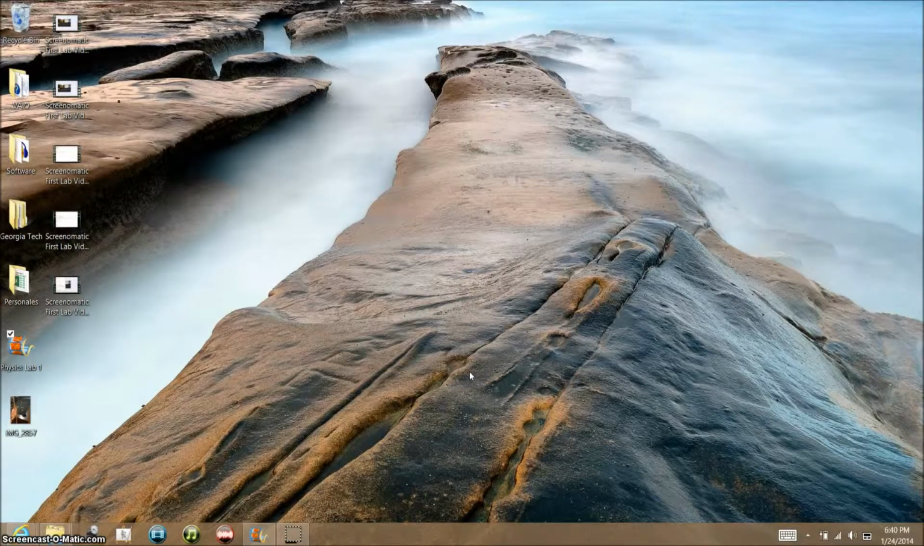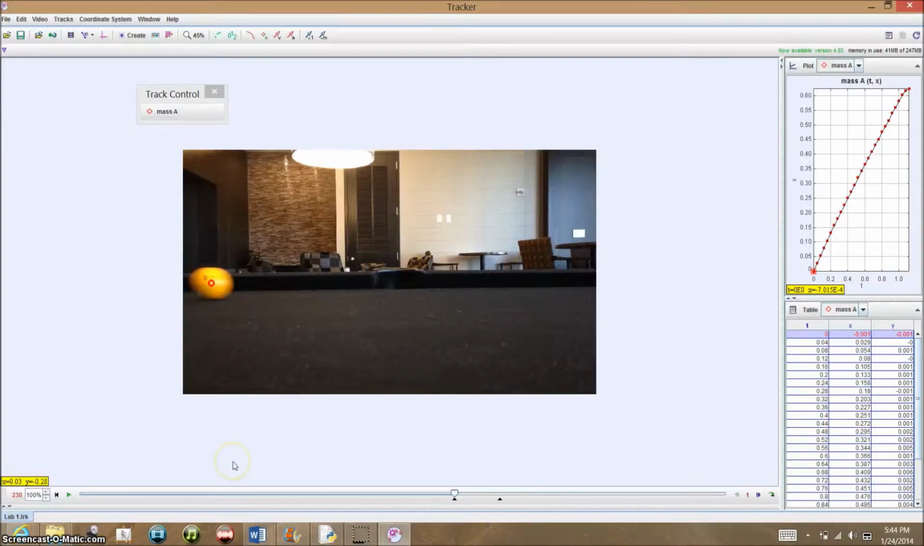Newton's second law states that the acceleration in a system depends on the system's mass and the sum of the forces acting on the system. Let's start by looking at the analysis done on Tracker.